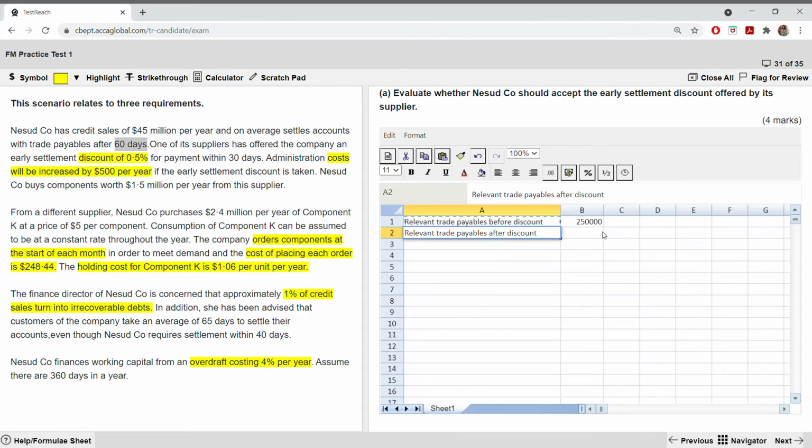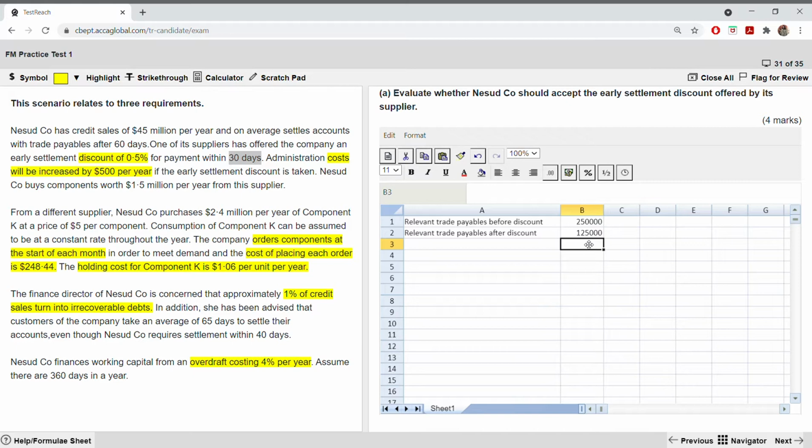These are some things which you need to do to save time. Okay, you have to be very quick. Now, what is it? After discount, how many days? Offer within 30 days. Okay, within 30 days only, then only you will get a discount. So now it is the same 1.5 million. So 1, 5, 1, 2, 3, 4, 5. Okay. Multiply by how many days? 30 days. 30 divided by 360. Enter. 125,000.